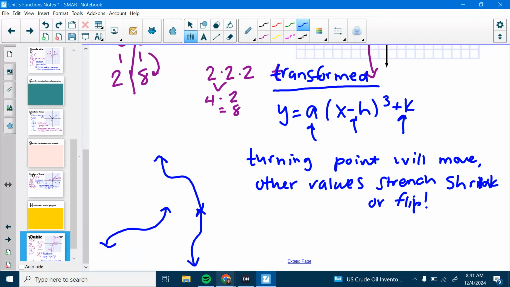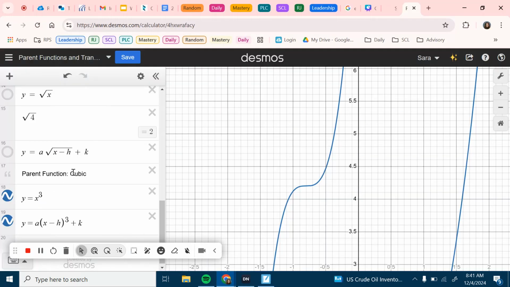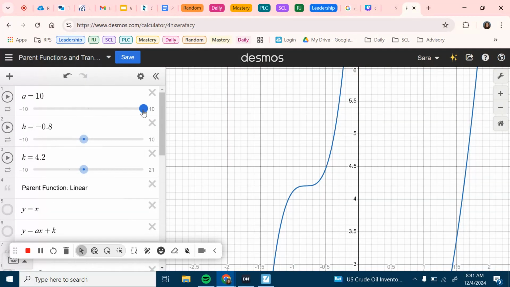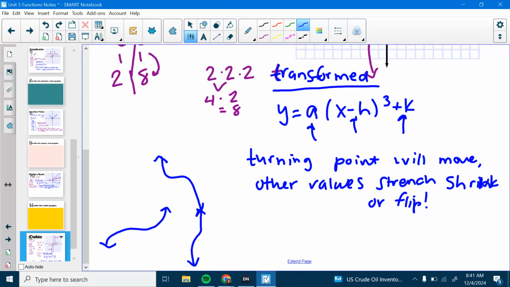I would say cubic is the most fun to switch our a value back and forth on, because if I do it really fast, it looks like some arms on a guy that's dancing, and he's waving his arms up and down and up and down and up and down. And who doesn't love to have a dance party in math?